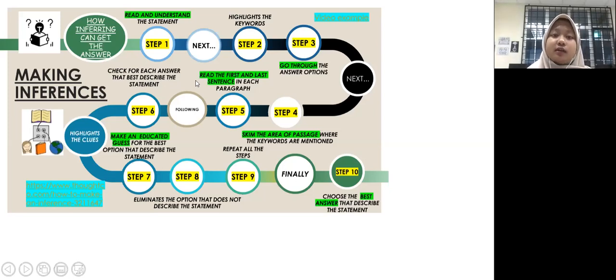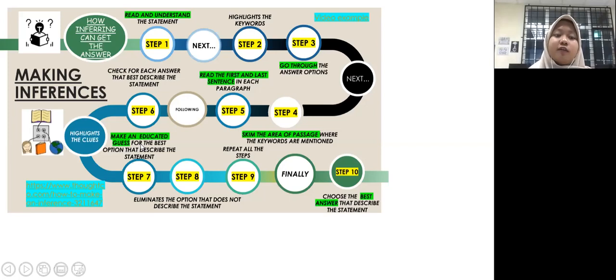After you read the whole paragraph and the line that was referred to, go back to the answer options where you can make assumptions, where you can guess what the best answer could be, and highlight the clues where you go back to the text after you found one of the clues that could help you to answer this question. Step 7 is to make an educated guess for the best option that describes the statement.